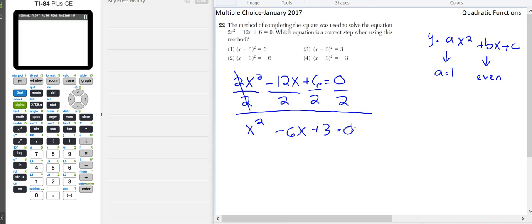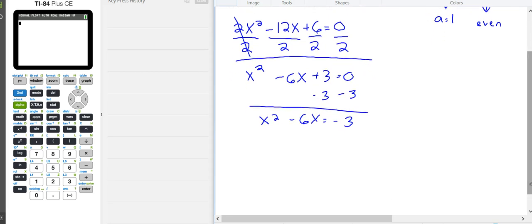When we're solving using completing the square, we want the constant on one side and the x squared and the x on the other side. So we're going to subtract 3 and subtract 3. X squared minus 6x is equal to negative 3.